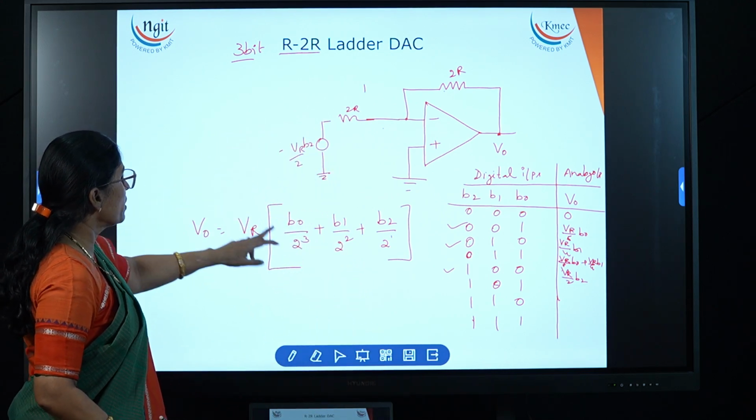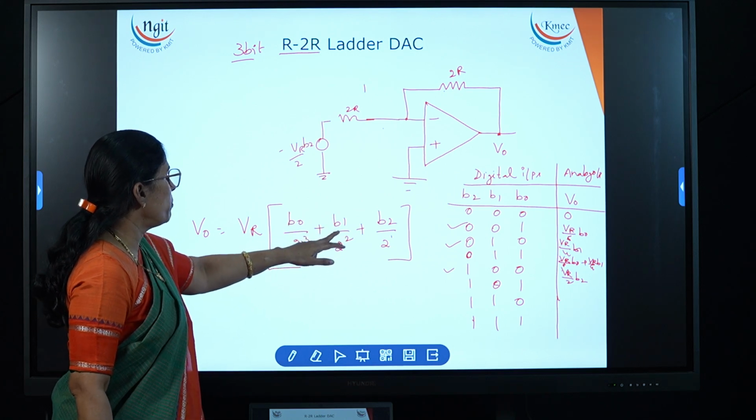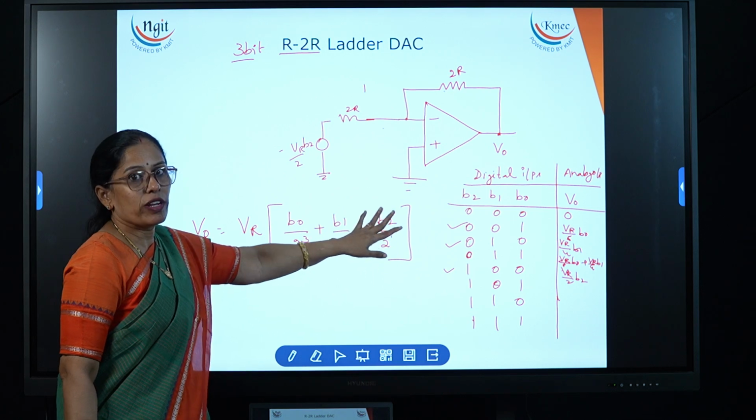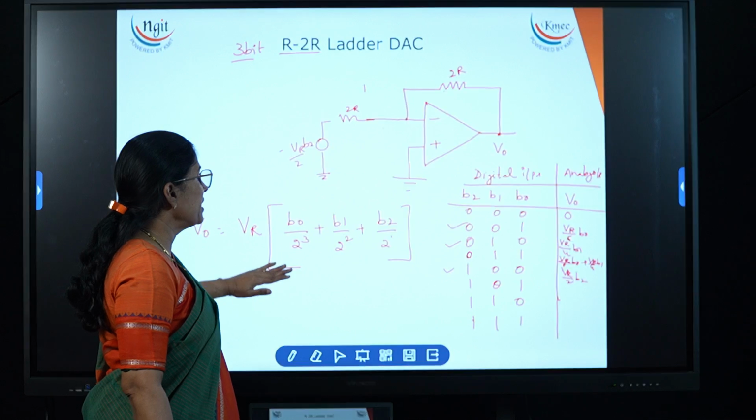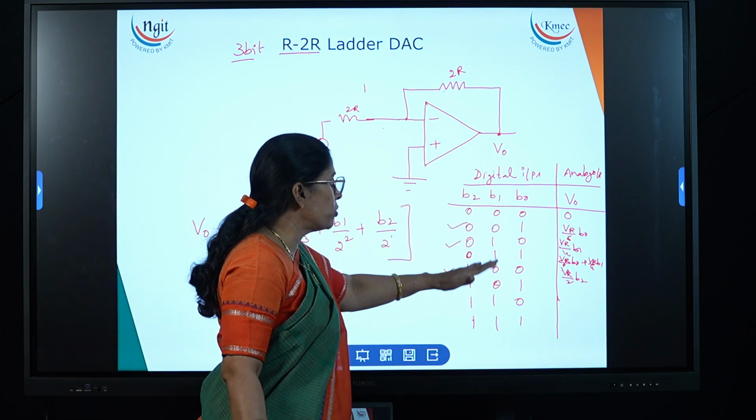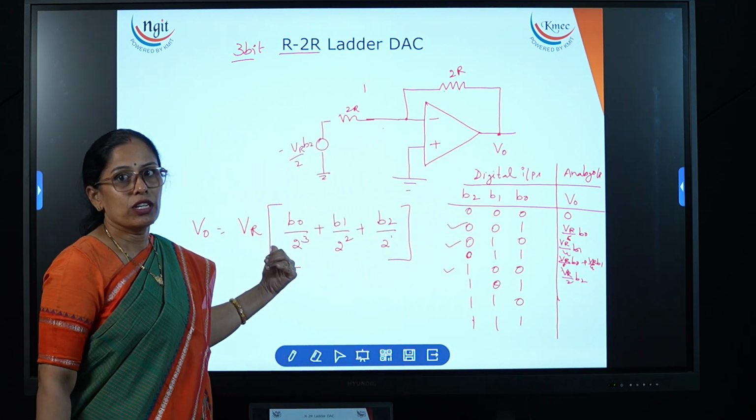If it is a 4 bit, then you will get B0 by 2 to the power of 4 plus B1 by 2 to the power of 3, like that. So this is about the R-2R ladder network. By applying the digital inputs, we will get the equivalent analog signal by using this expression. Thank you.